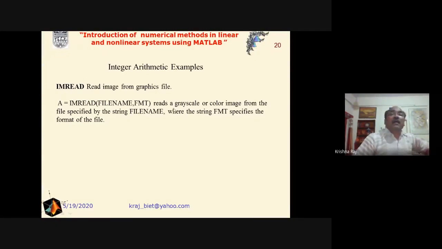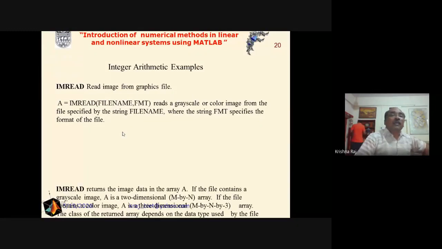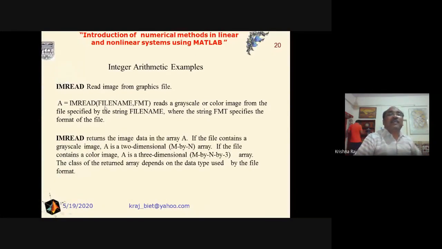Here imread is the command that will convert the image into a matrix, and fmt is the format that will be followed here, and filename is the name of that image. This is the description of what we have discussed, and it will convert the image into an m by n matrix if it is black and white.